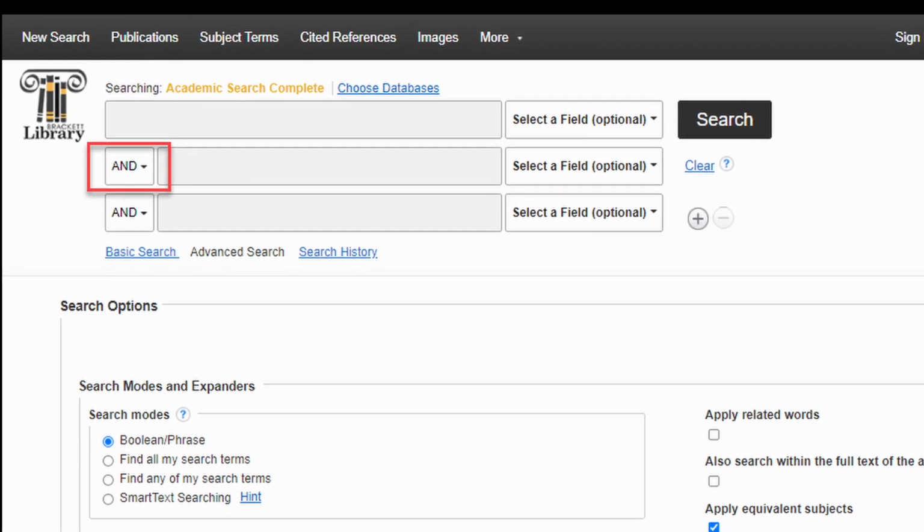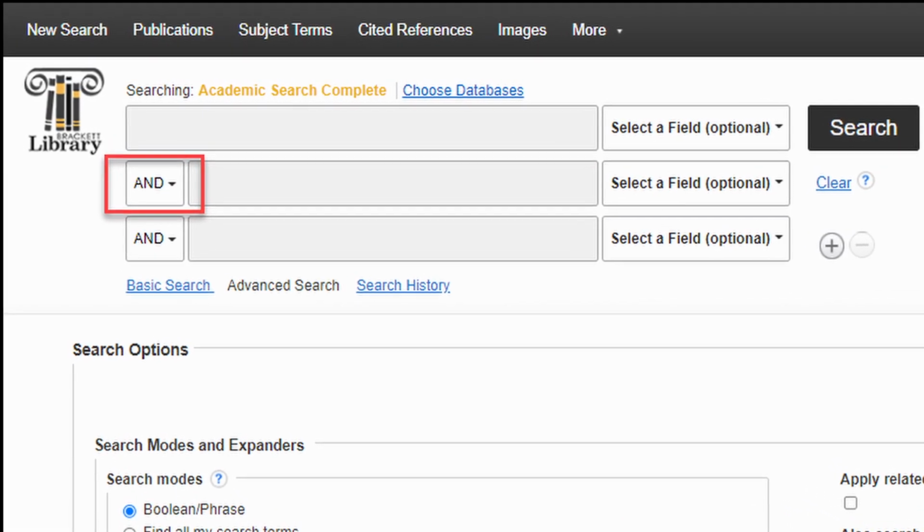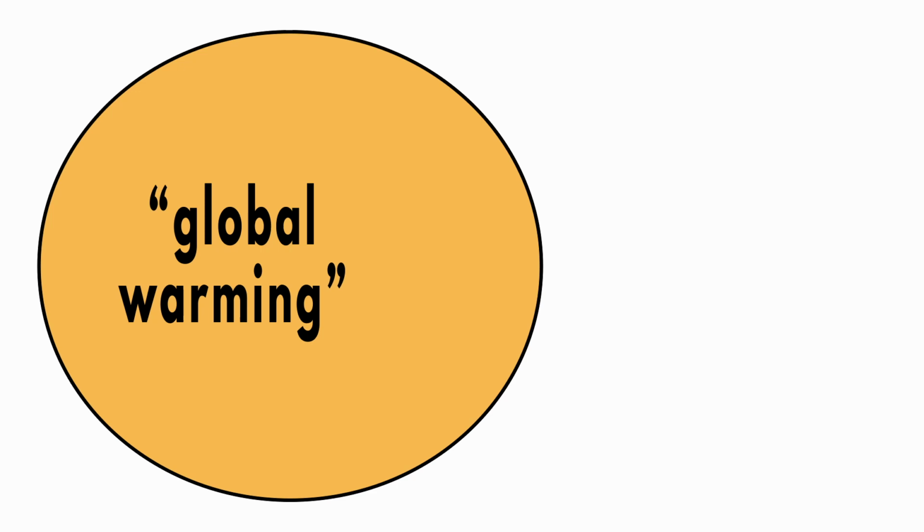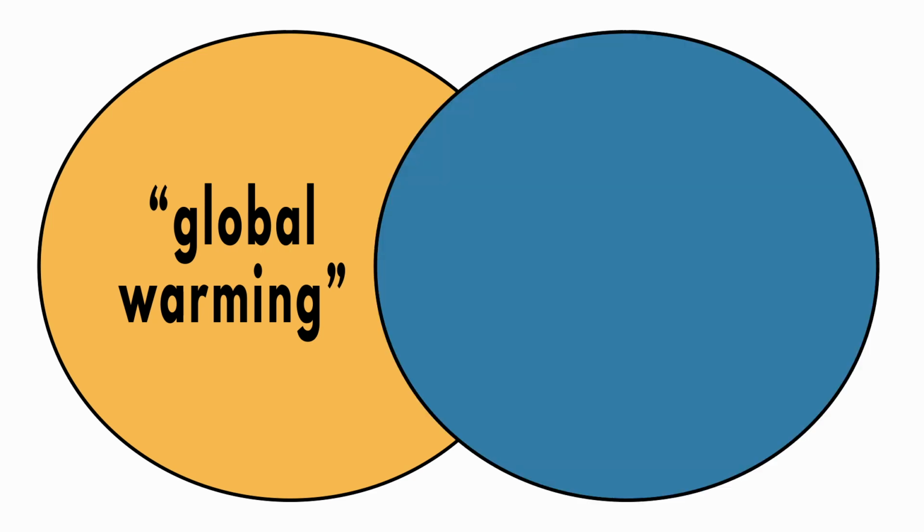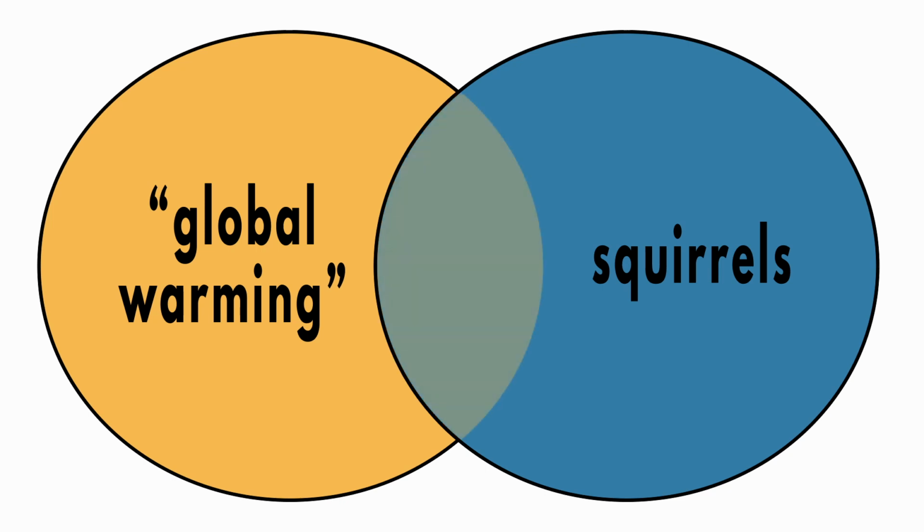Using a Boolean operator AND works like the middle of a Venn diagram. This circle represents all the results that contain the phrase global warming in the record. This circle represents all the results that contain the word squirrels. The circles intersect where both terms are contained in a record. Using the AND operator narrows your results to show only the intersection of your two keywords.